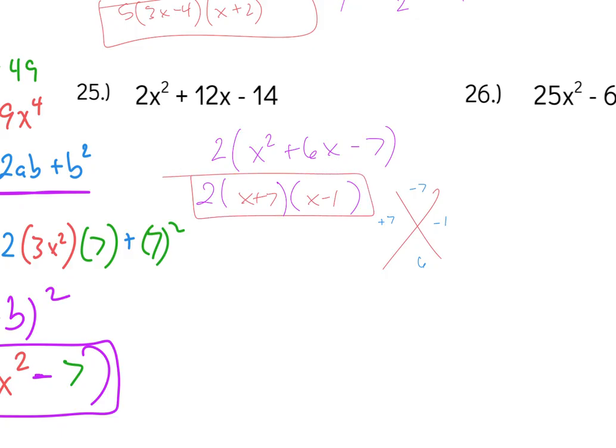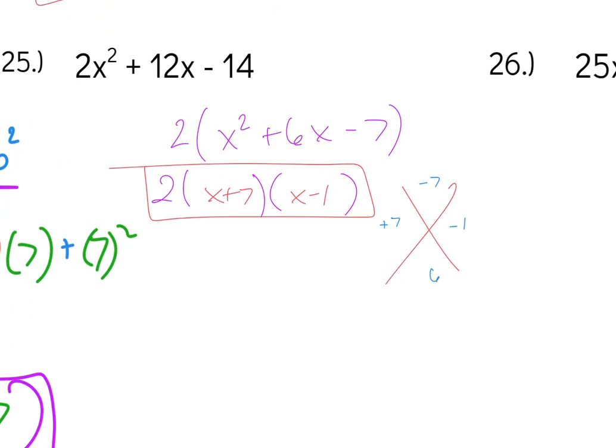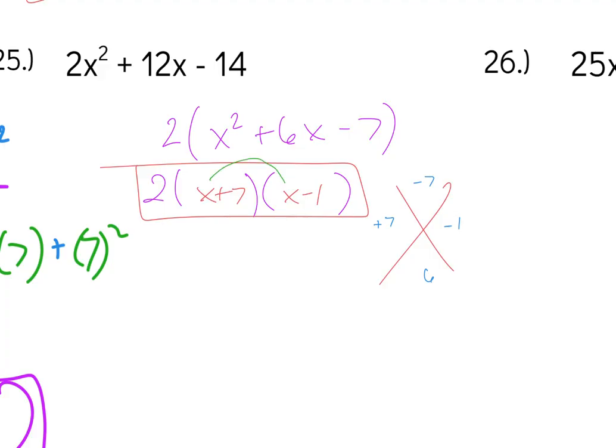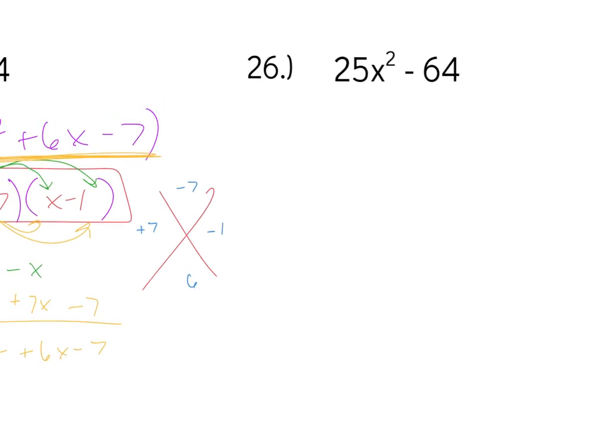And by the way, I've said it before, but just in case you're like, I'm not so sure if that's right or not. Remember, just distribute. There's x squared. There's minus x. There's plus 7x. There's minus 7. That's x squared plus 6x minus 7. And that's what we had right here. So that's why this is an okay answer.